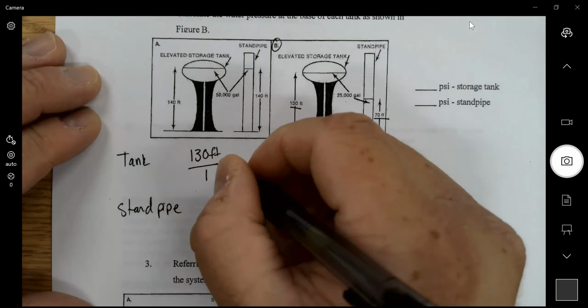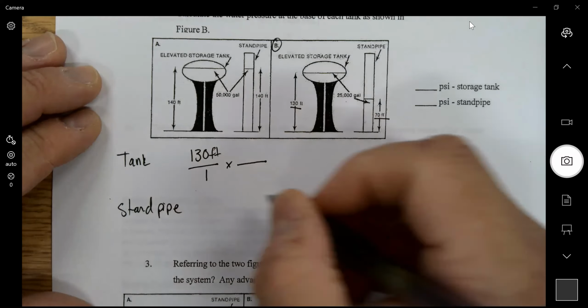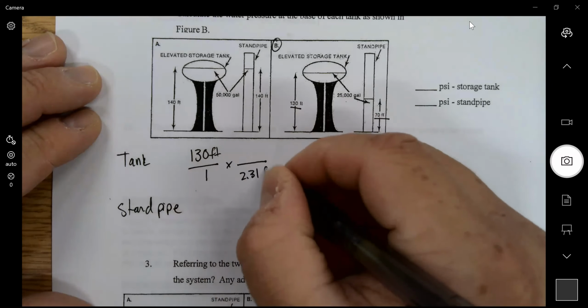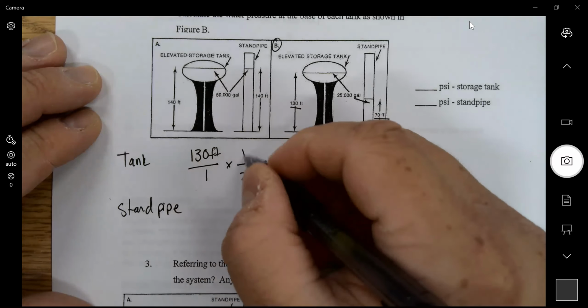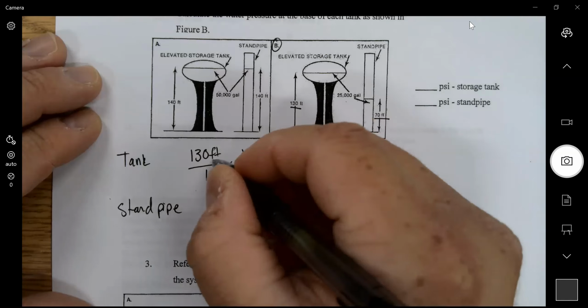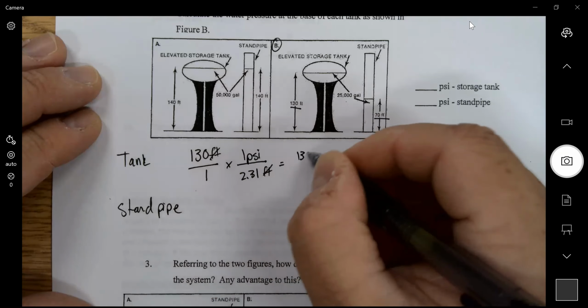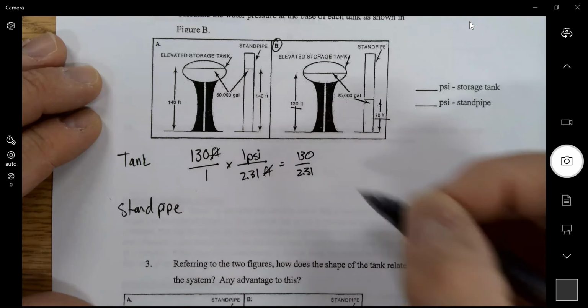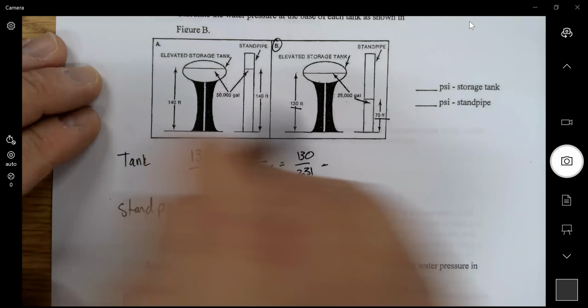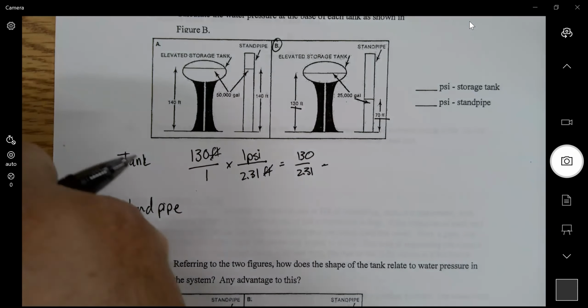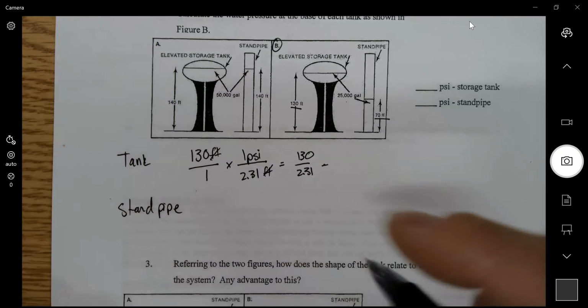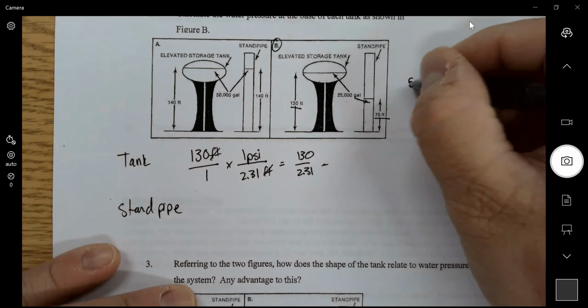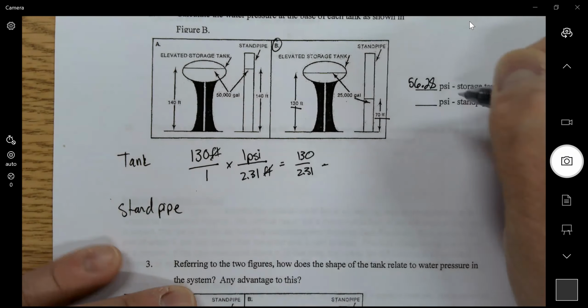That's over 1. The feet are up top, they've got to be on the bottom to cancel. That means 1 psi is up top, so it cancels out like this. 130 divided by 2.31, which equals 56.28 psi.